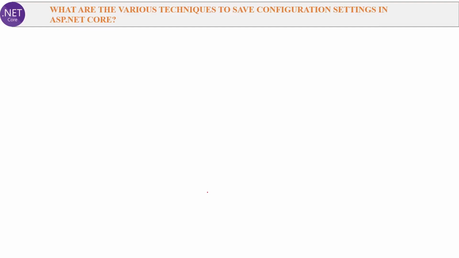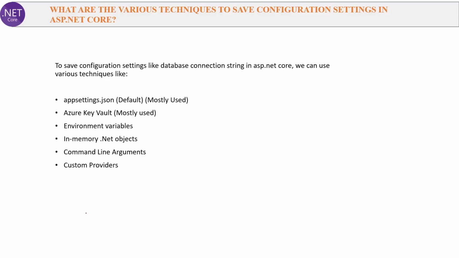What are the various techniques to save configuration settings in ASP.NET Core? To save configuration settings like database connection string in ASP.NET Core, we can use various techniques. Here, first is the appsettings.json file, which is the default technique. Second is Azure Key Vault, which is mostly used when the application is hosted in Azure Cloud. Third technique we can use is setting the environment variables.